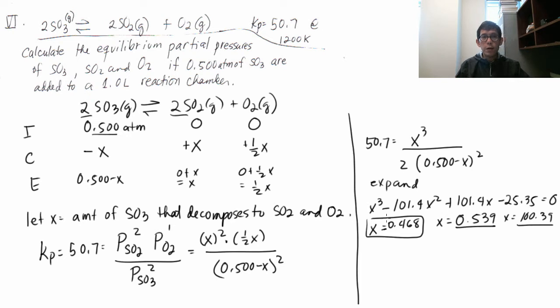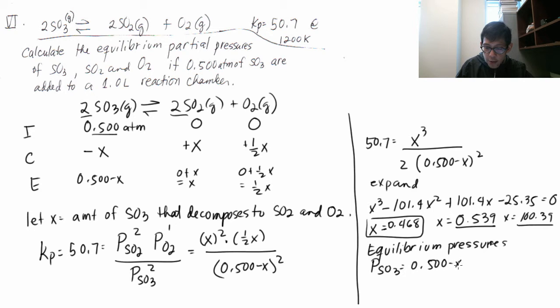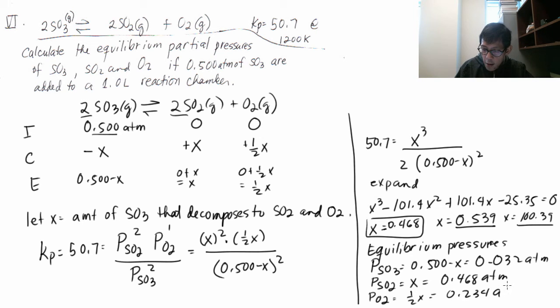So now we are ready to answer the question. Equilibrium pressures. PSO3 is equal to 0.500 minus X. That will be 0.032. X is 0.468. PSO2 is equal to X. That will be 0.468 atmosphere. And finally, PO2 is 1/2 X, which is 0.234 atmosphere.